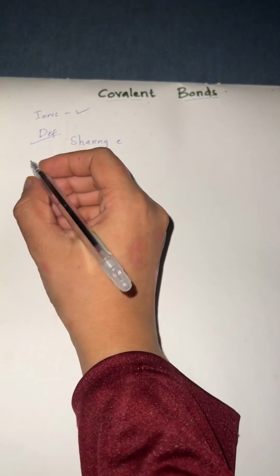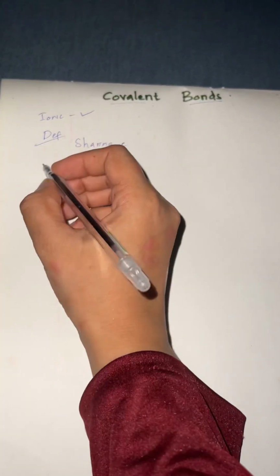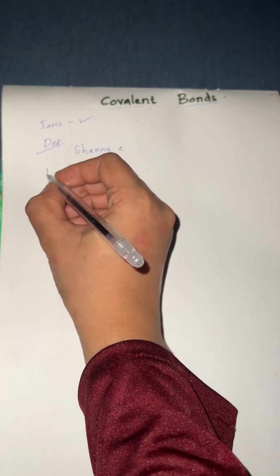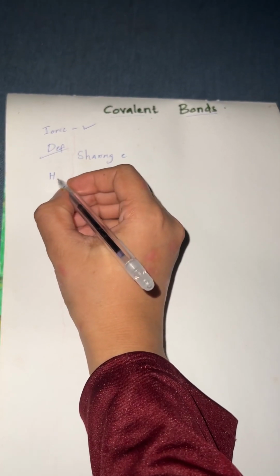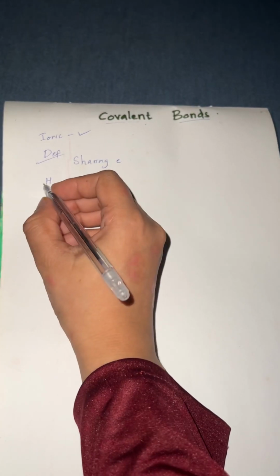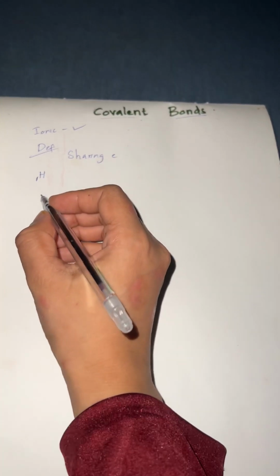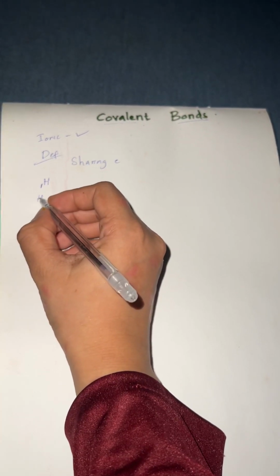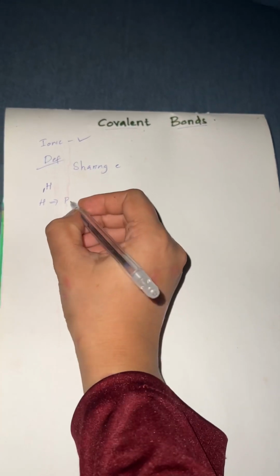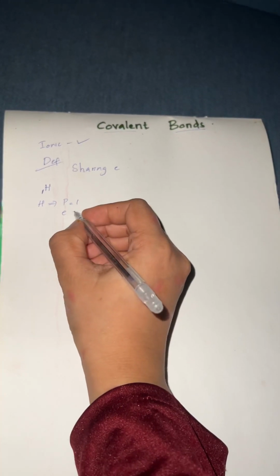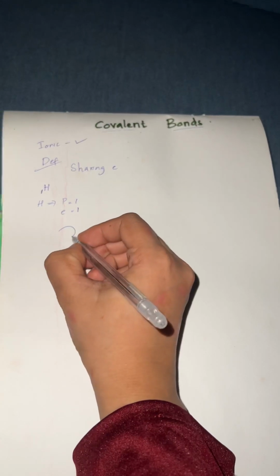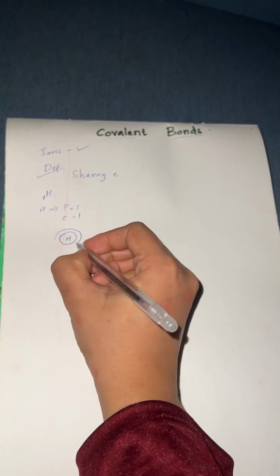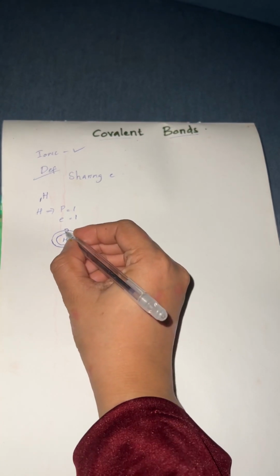So for example, the first example that we're going to consider is hydrogen. It has atomic number 1. So what does that mean? The atomic number is equal to the number of protons, so protons equal 1 and electrons equal 1. So we draw it like this. It is hydrogen in its nucleus, and the orbit surrounding it has an electron.